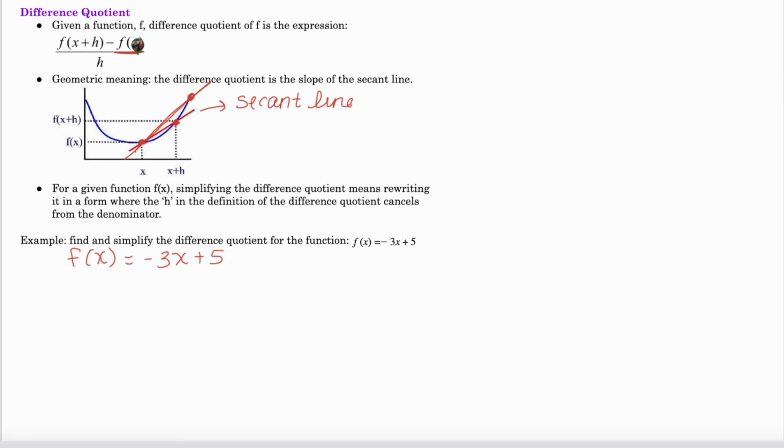Now we need to evaluate our function at f of x plus h. So wherever I see x, I'm going to substitute it with x plus h. Negative 3 times x plus h plus 5. I can also simplify this. This gives me negative 3x minus 3h plus 5. So I can distribute to eliminate the parentheses. Now let's actually plug that into the difference quotient, and I'll do that up here.